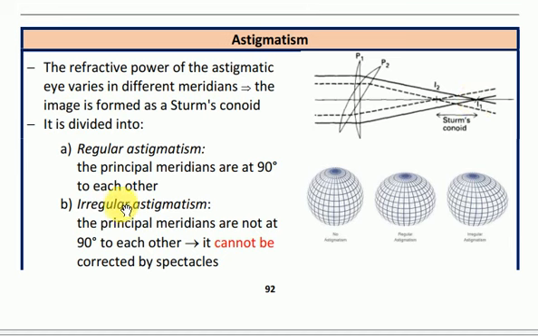It is divided into regular and irregular astigmatism. In regular astigmatism, both these meridians are at 90 degrees to each other, while in irregular astigmatism, they are not at 90 degrees to each other. The irregular astigmatism cannot be corrected by spectacles. So no astigmatism, regular astigmatism and irregular astigmatism.